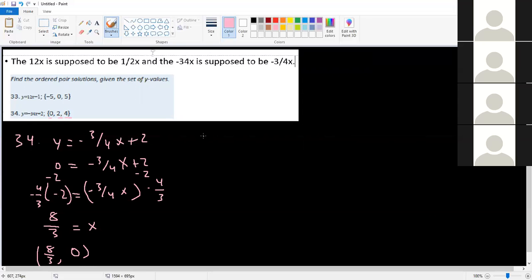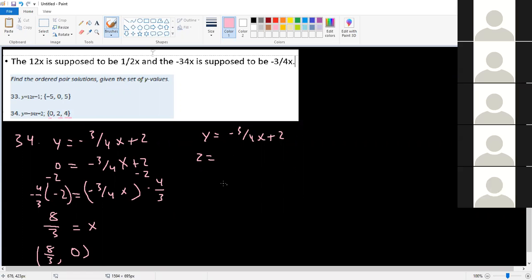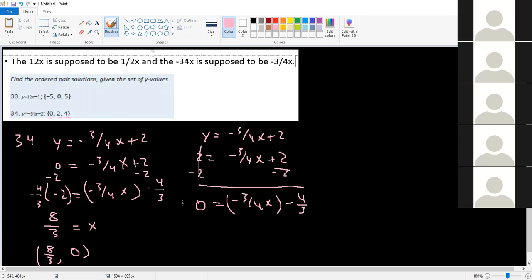Next one, we try it again. We plug in 2 for y, and we get 2 equals negative 3 over 4x plus 2. Do the same steps. Subtraction property of equality. The 2's cancel out, left with 0 equals negative 3 over 4x. Multiply by the reciprocal. Anything times 0 is 0, so x is equal to 0. So we get 0, 2.